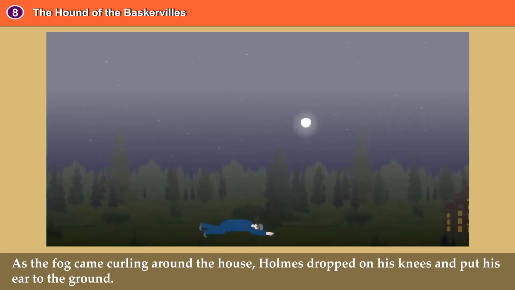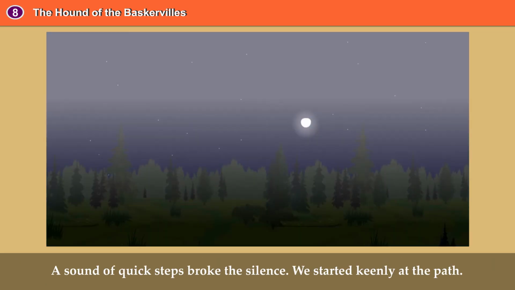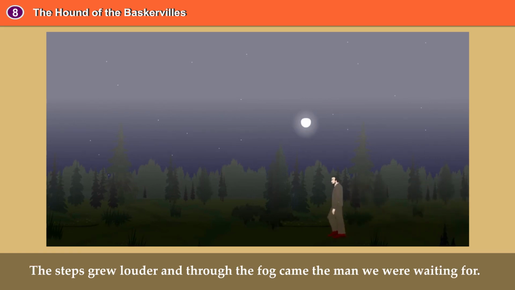As the fog came curling around the house, Holmes dropped on his knees and put his ear on the ground. "Thank heavens, I think I hear him coming." A sound of quick steps broke the silence. He started kneeling at the path. The steps grew louder and louder. Through the fog came the man we were waiting for.